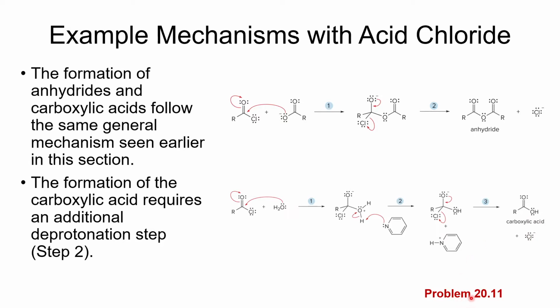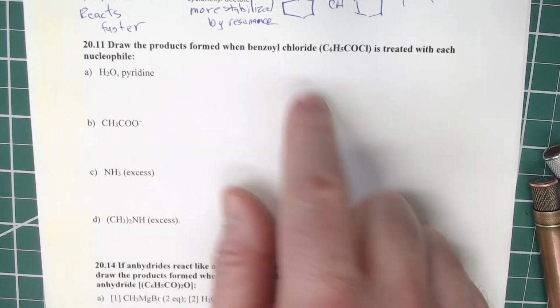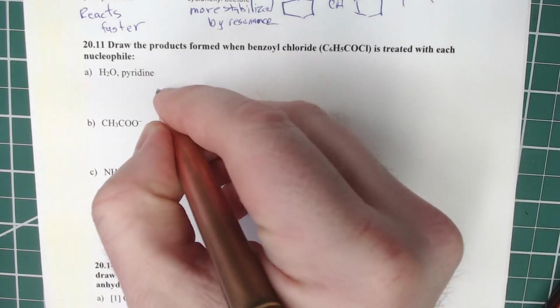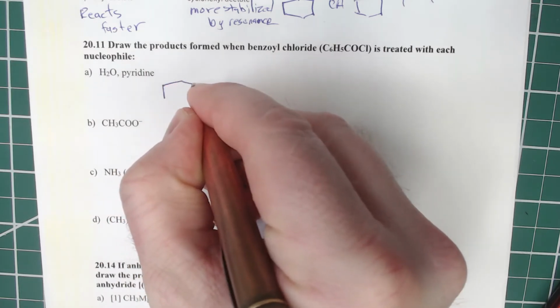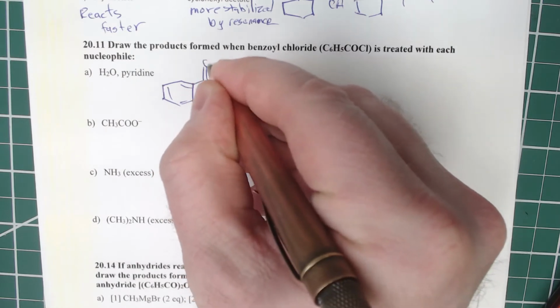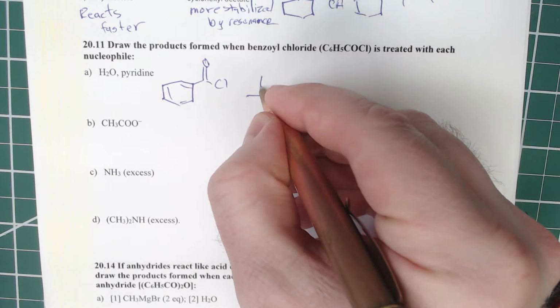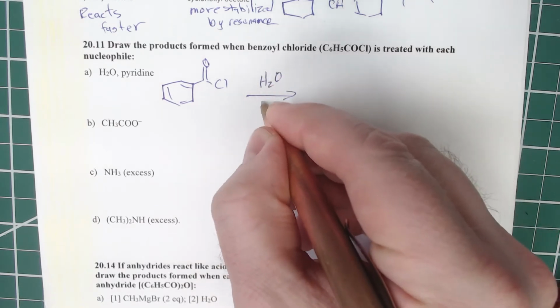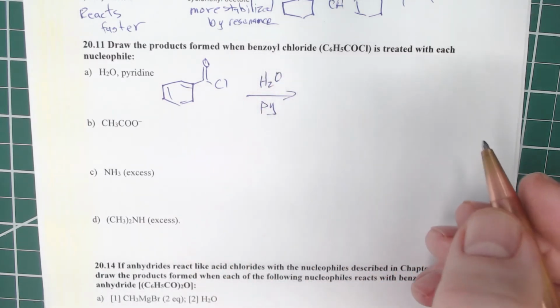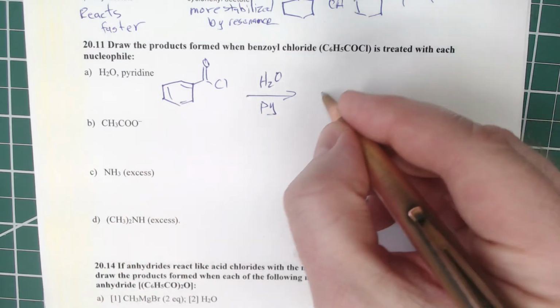All right, let's look at number 11 on the in-class assignment. So here is number 11. Draw the products formed when benzoyl chloride, and I will start here by drawing benzoyl chloride. So it's just benzoic acid that has been converted into the acid chloride. So that is our starting material for all of these. In this case, we're going to use H2O and pyridine. So the pyridine is there to soak up the HCl.